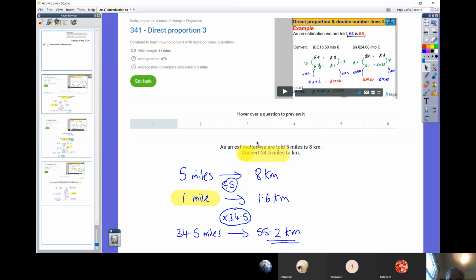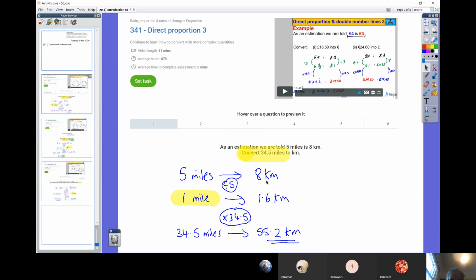So we've got a question here. We're told that as an estimation, 5 miles is the same thing as 8 kilometres, and we're being asked to convert some miles into kilometres. So start off by writing down the conversion fact that you're given. We're told that 5 miles is the same thing as 8 kilometres.